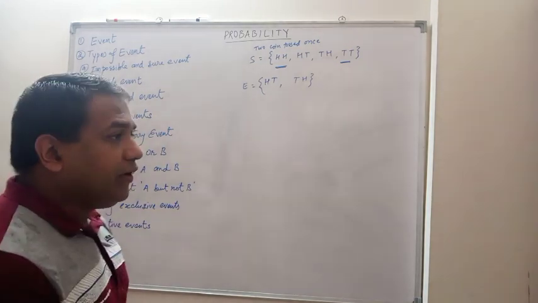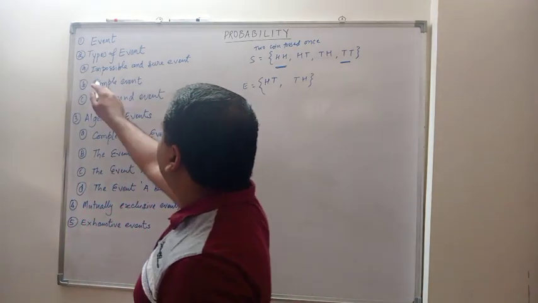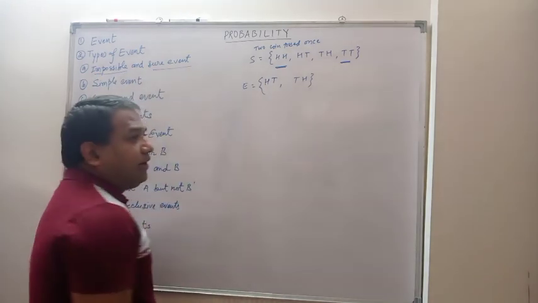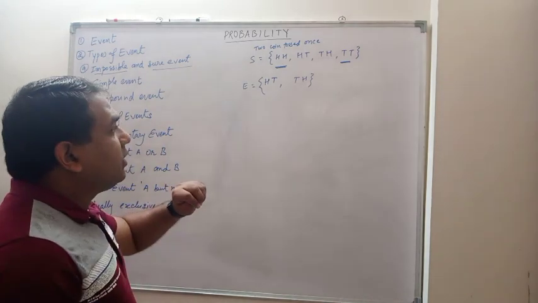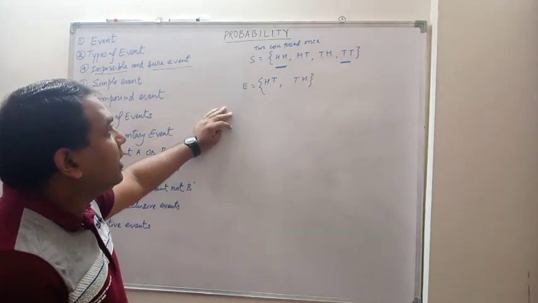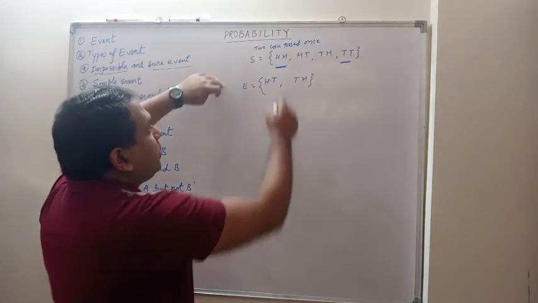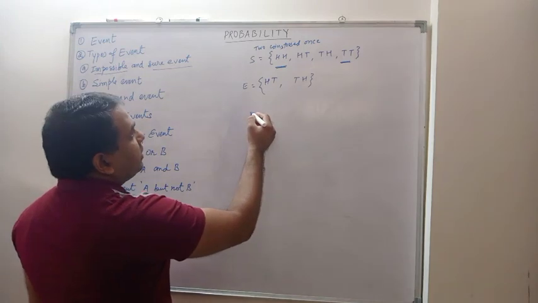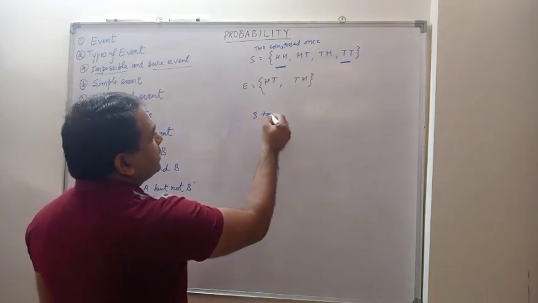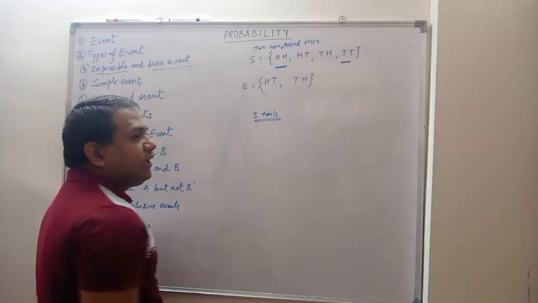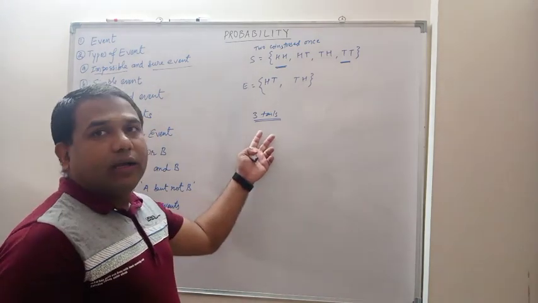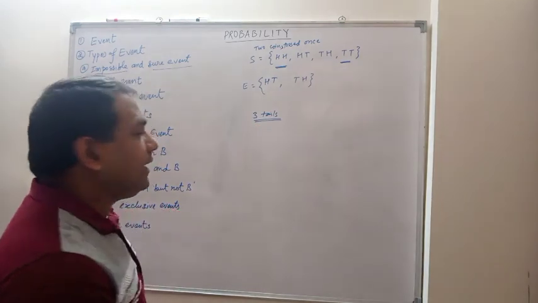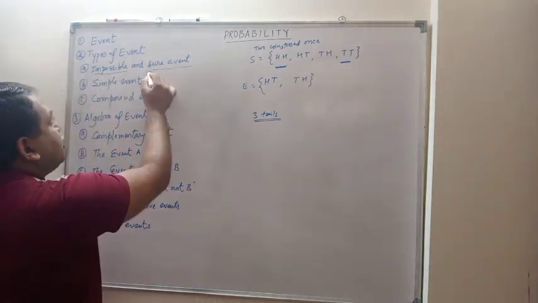Then types of event. In types of event, there is impossible event and sure event. We will discuss impossible first. The name indicates impossible means not possible. If two coins are tossed once and what I am seeking is three tails, I wanted three tails, so it is not possible. Therefore it is said to be an impossible event.